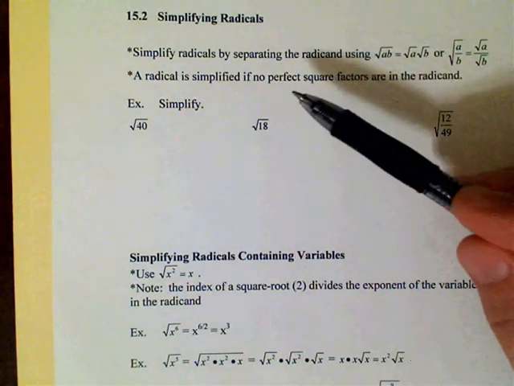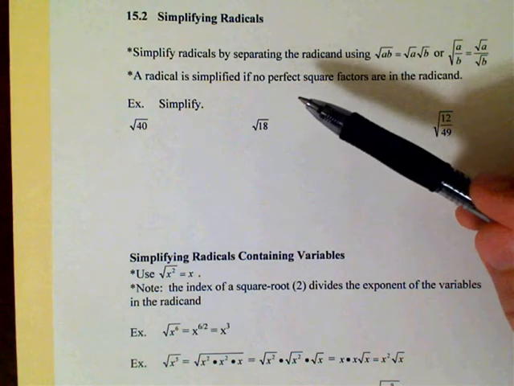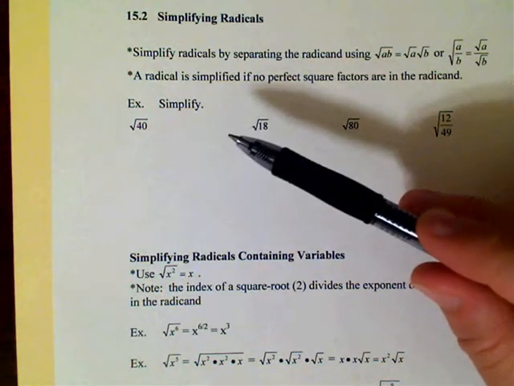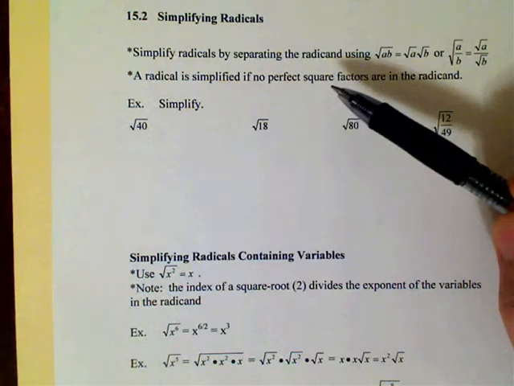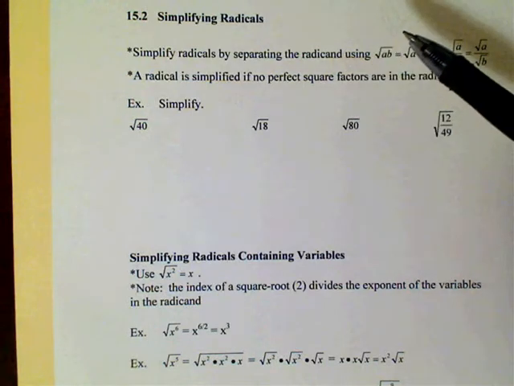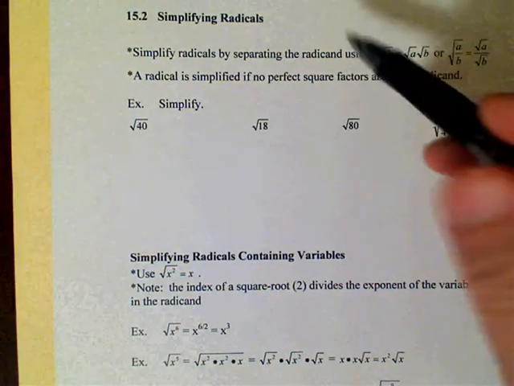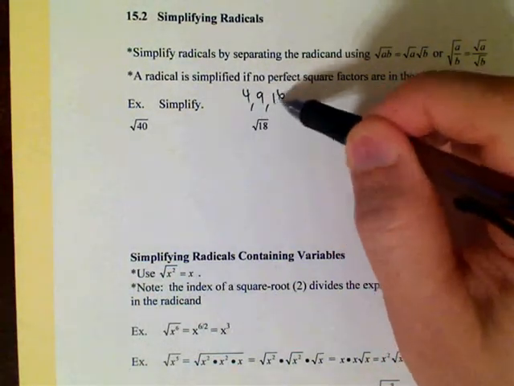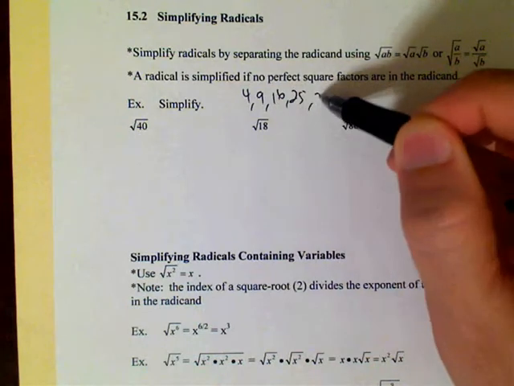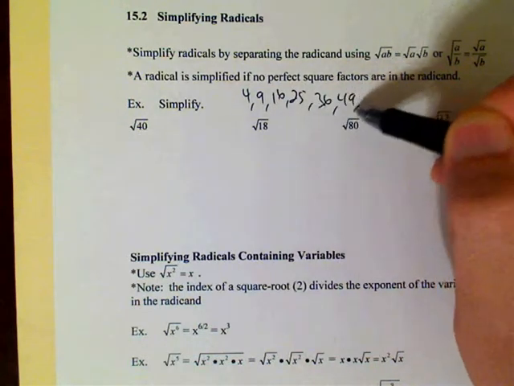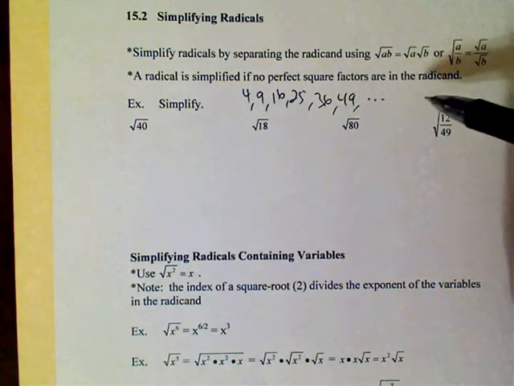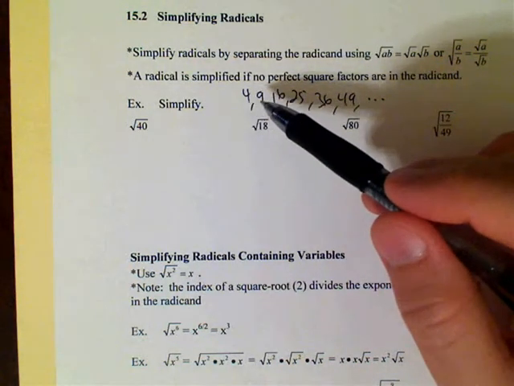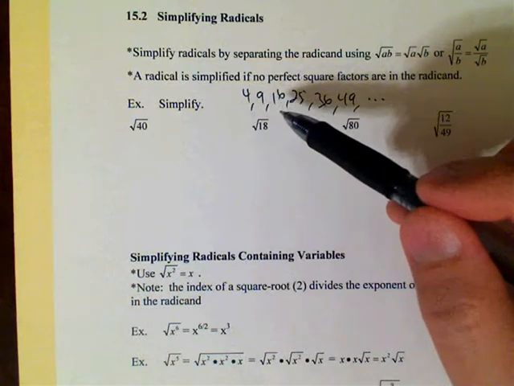Now, what we mean when we say a radical is simplified is that the radicand, the number under the radical symbol, has no perfect square factors. Now you may be wondering what perfect square factors are. Besides the 1, we're going to consider 4, 9, 16, 25, 36, 49, and so on. All these numbers come from squares: 4 is the same as 2 squared, 9 is 3 squared, 16 is 4 squared, and so on.